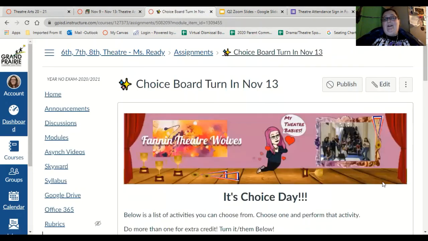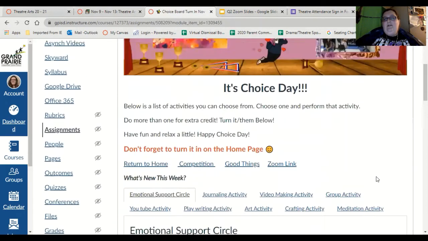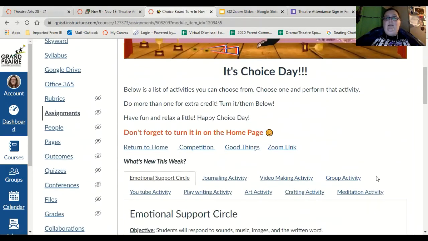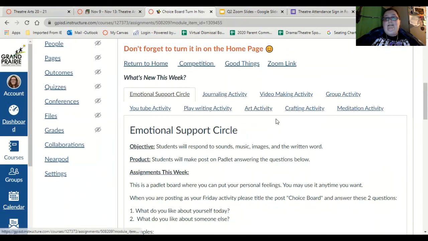And then as it is a Friday, you will still have a choice board. Now keep in mind the 2 collages that you made for fate and free will can always be turned in as the art activity. So work smarter, not harder. And that's all I have for you for Friday.